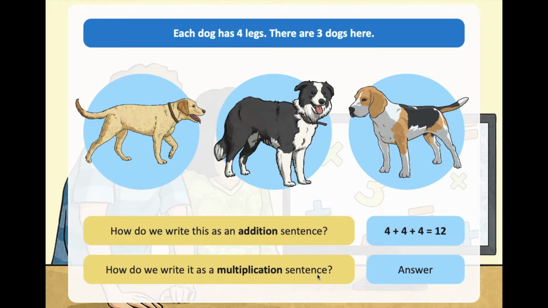And now how do we write this as a multiplication sentence? Well, there are 3 groups of 4. Because there are 3 groups, so the blue circle says 1, 2, 3 groups. And in each group, there's 4. So I'd write it like 3 groups of 4 is 12.